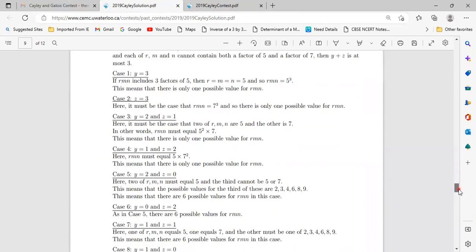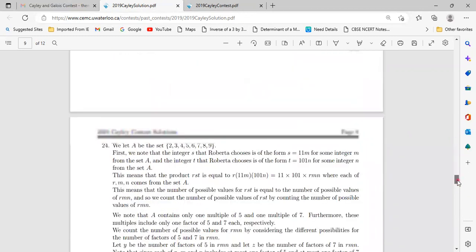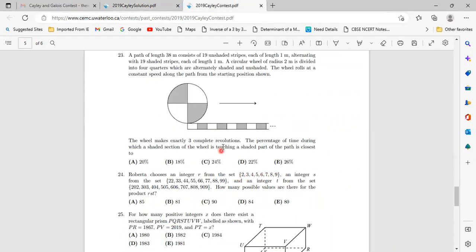It's all about the cases. If you understand the substitution of cases, it's going to be pretty easy. All right. So we let A be the set 2, 3, 4, 5, 6, 7, 8, 9. You're just assuming this is A.